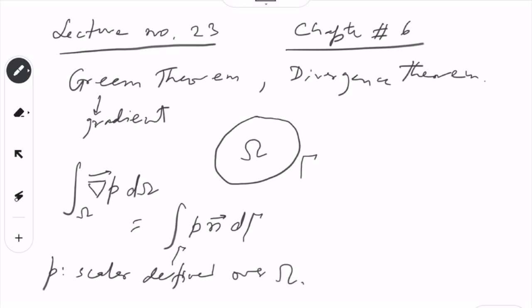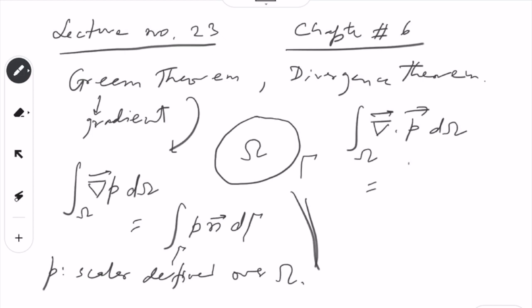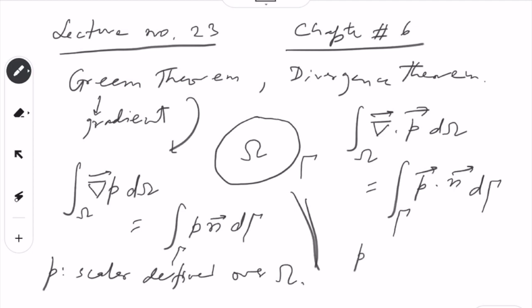So, this is what Green's theorem is. The divergence theorem, on the other hand, is about divergence, and it tells that the integral of the divergence of vector p will be equal to p dot n integrated over the whole boundary. Here p is a vector defined over omega. This has to be integrated over the whole boundary, hence this is like a closed integral.